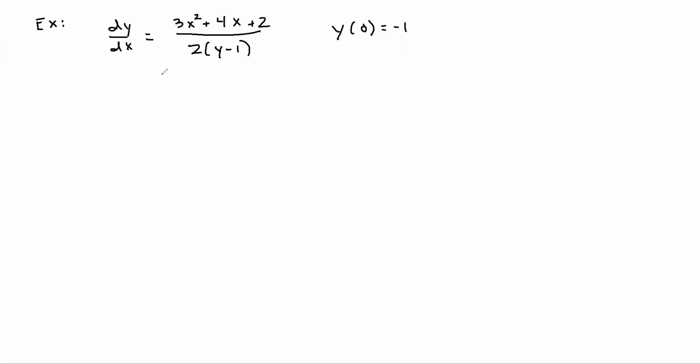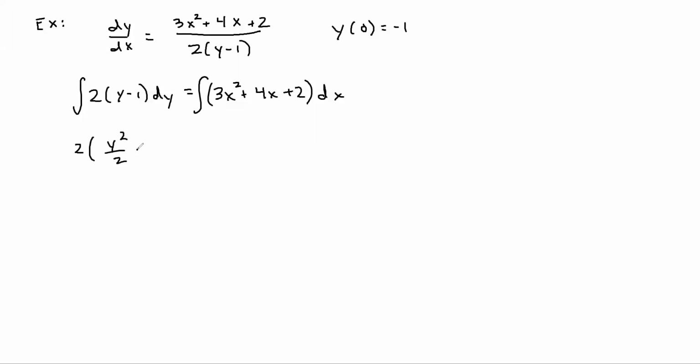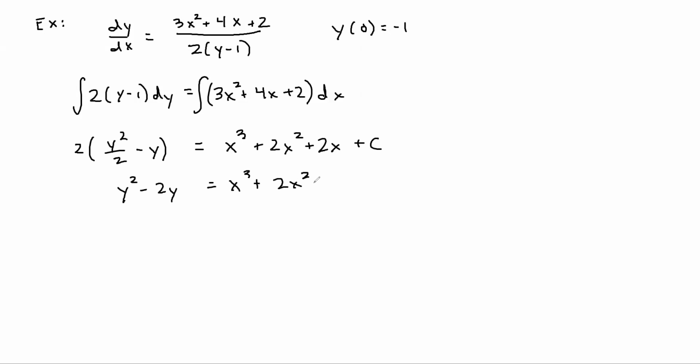So from here we can move the 2y minus 1 to the left, and we can move the dx to the right. And then we can just toss in some integral symbols. We've proven that that's okay. Then we find the antiderivative on the left. We're going to get 2 times y squared over 2 minus y. And then the antiderivative on the right, we're going to get x cubed plus 2x squared plus 2x, plus c. We can multiply that 2 back through. We get y squared minus 2y equals x cubed plus 2x squared plus 2x plus c.